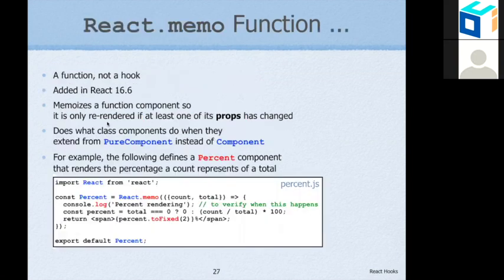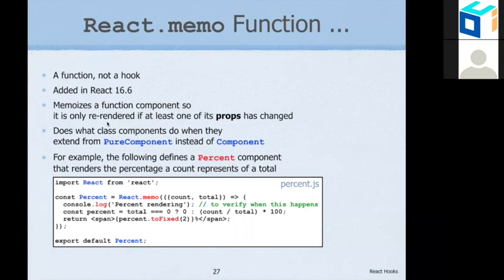There's another related thing, React.memo, and this is not a hook. It's a function that's actually been in React for a while. It was added in React 16.6. And this is like how we sometimes use PureComponent. If you write a class-based React component that extends from PureComponent instead of Component, then it will automatically compare the props that are passed to that component, and it will only re-render it if any of those props have changed.